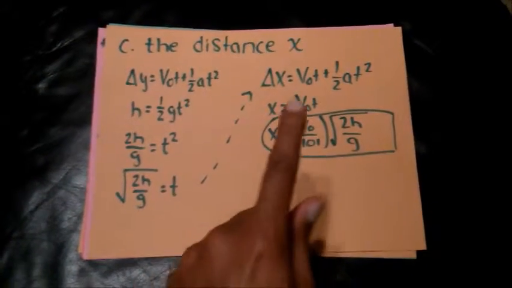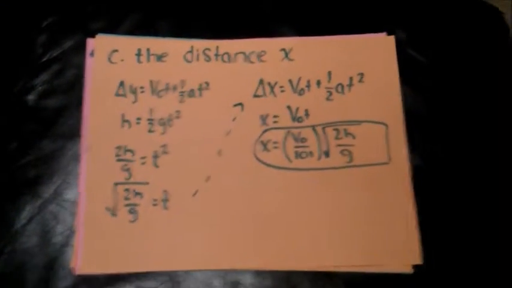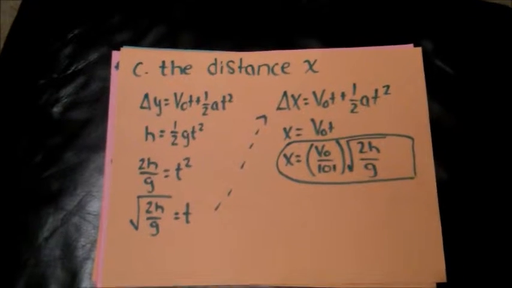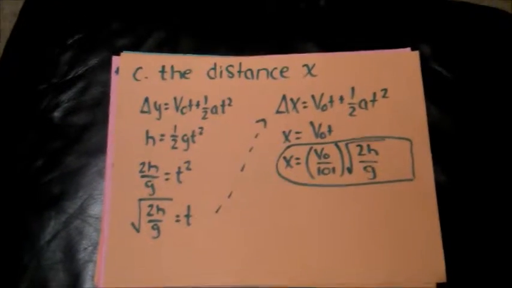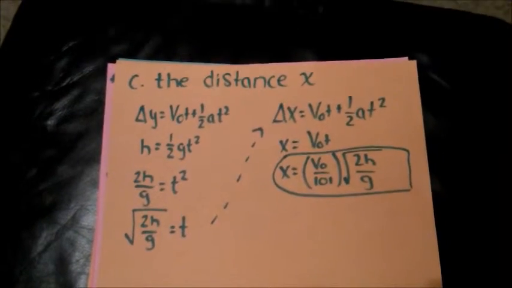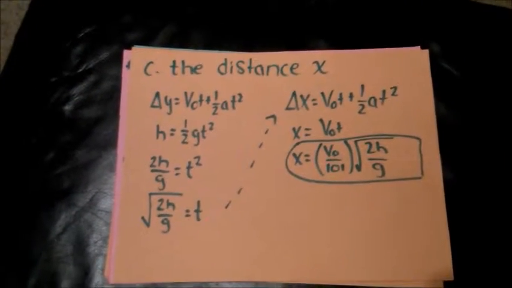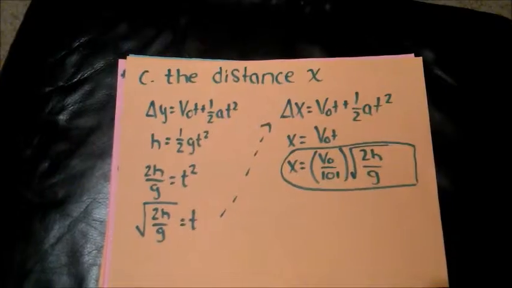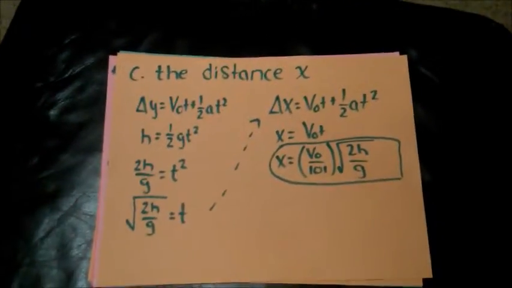You then take that t and plug it into the delta x equation, and since there's no acceleration in the x direction, you'll be left with x equals v naught over 101, which is the velocity we found in part A, times the square root of 2h over acceleration due to gravity.